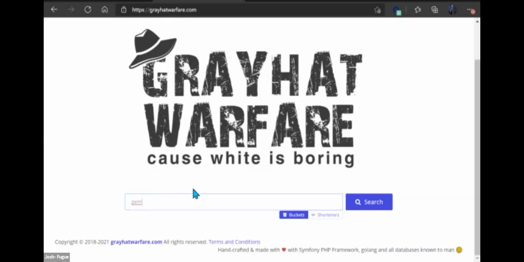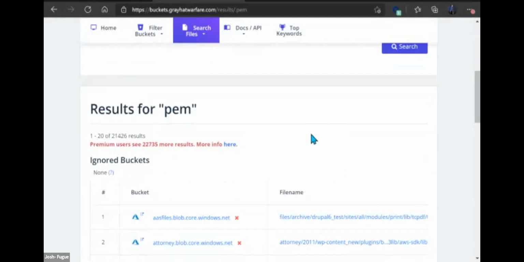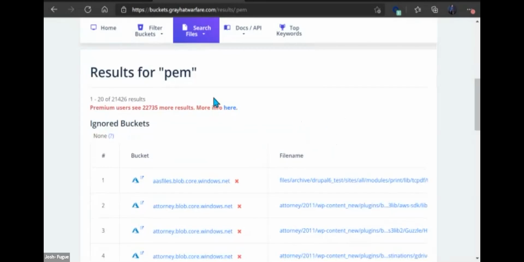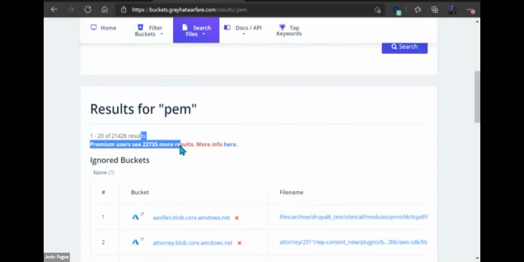All right, so I'm going to search all of Gray Hat Warfare. They've cataloged as much of the internet as they could for unsecure object stores. And I'm going to look for .pem files. Does anyone know what a .pem file is? Okay, I'll tell you. A .pem file holds login credentials. They're API keys, effectively. This is not stuff that should typically be exposed on the internet. But look how many it found.